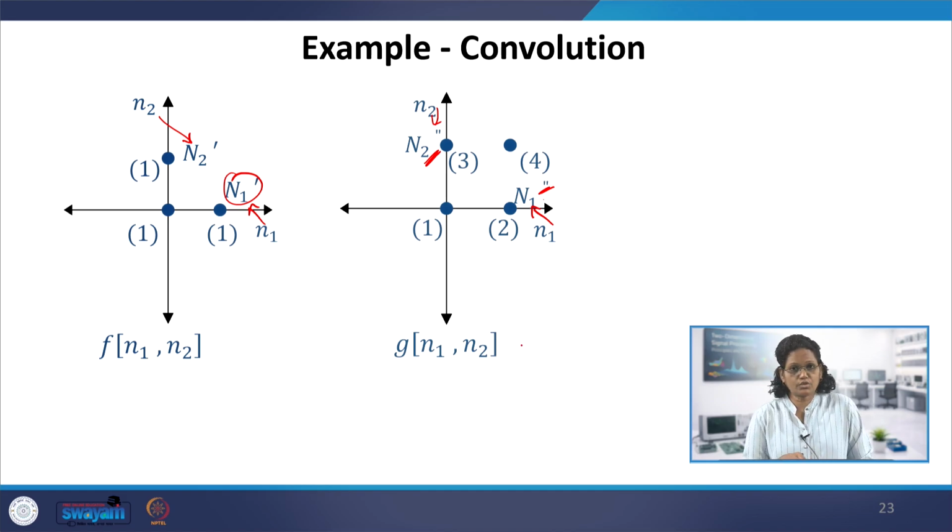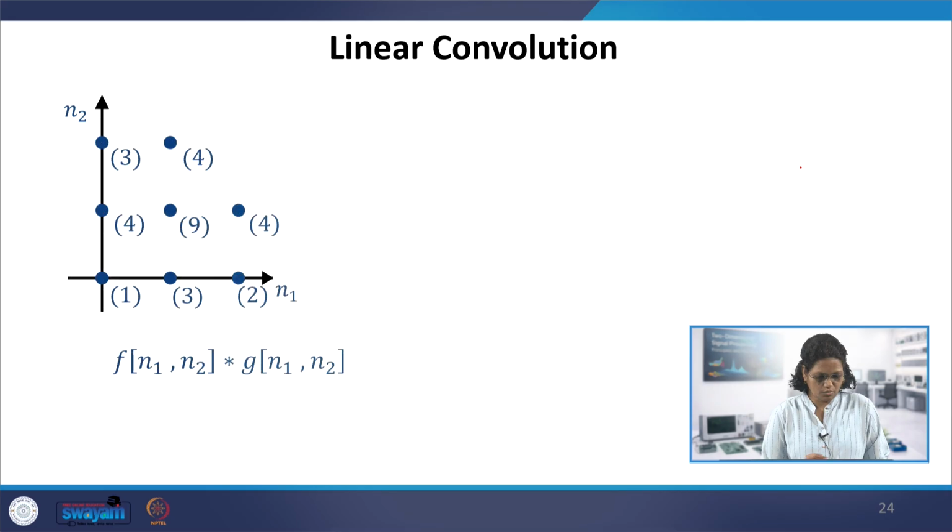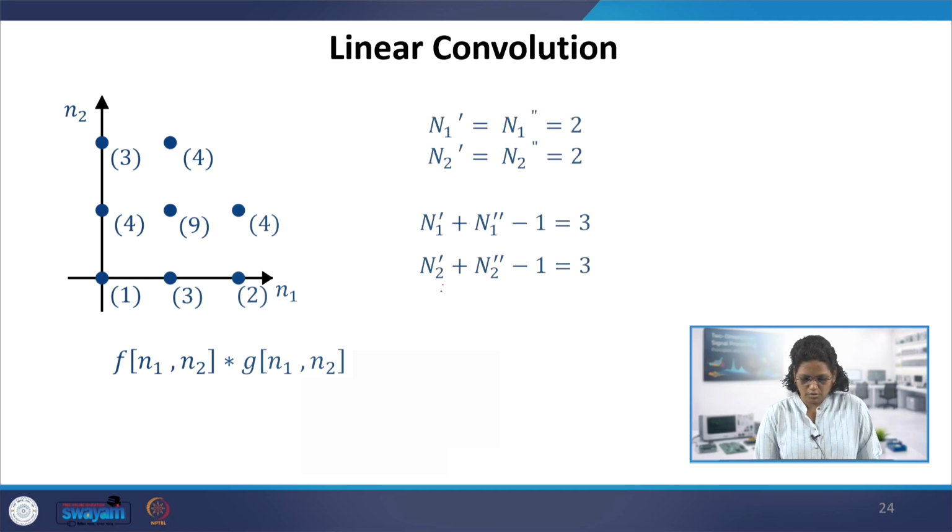Now let us see the linear convolution and the circular convolution here. The lengths n1 dash, n1 double dash, n2 dash and n2 double dash are all 2, so the periodicity is 2. We have seen how to perform the linear convolution of 2D sequences. That would result in 1, 3, 2 and so on, and you can see that the length is n1 dash plus n1 double dash minus 1 equal to 3 in each direction, and n2 dash plus n2 double dash minus 1 equal to 3. This is the case of linear convolution.